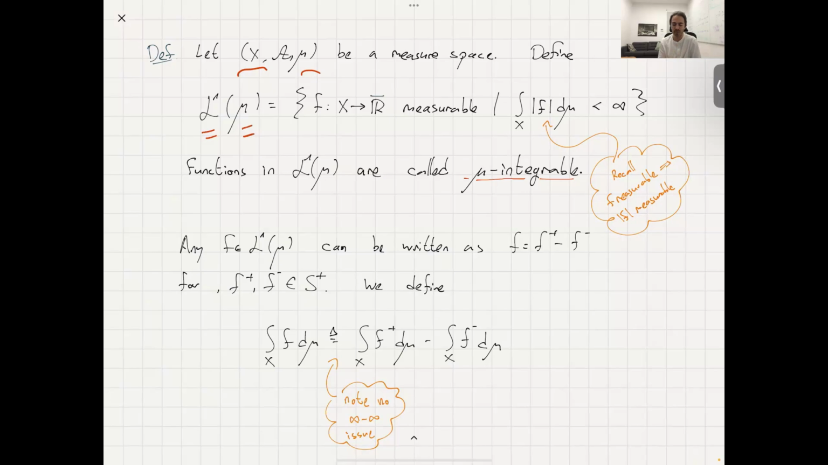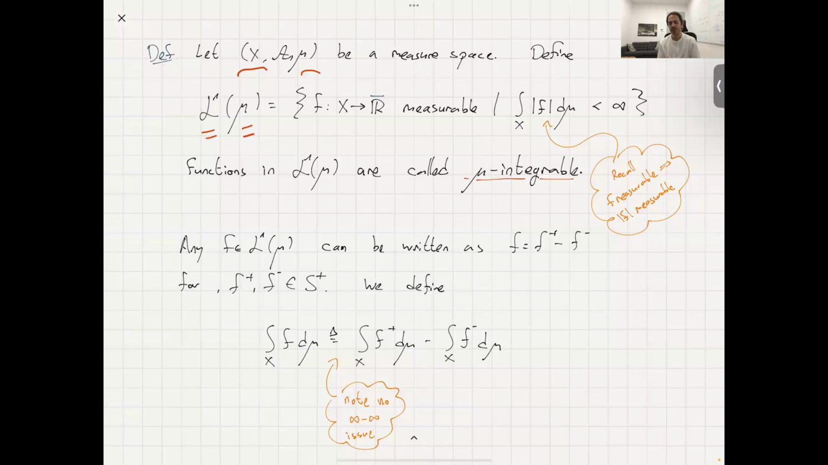They don't have to be non-negative, but you do require that the integral of the absolute value of f is finite. Put differently, remember that if f is measurable, then its absolute value is measurable. So what I'm asking is that the absolute value of f is integrable, because it's a non-negative function, it has a finite integral. Good. So functions in this set are called mu integrable, or just integrable.